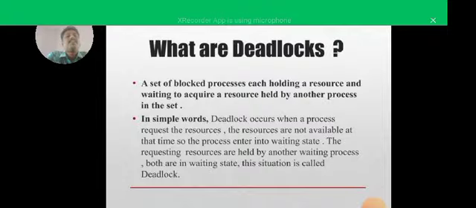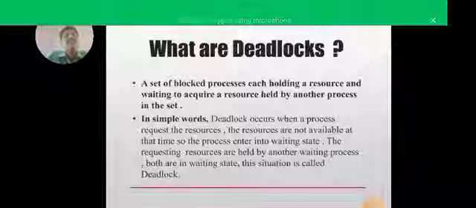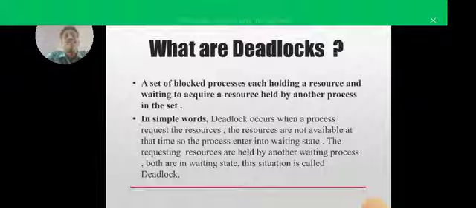In simple words, deadlock occurs when a process requires a resource that is not available at the time, so the process enters into a waiting state. The requested resources are held by another waiting process. Both are in waiting state. This situation is called deadlock. In the definition, a set of blocked processes, each holding a resource and waiting to acquire a resource held by another process in the set.